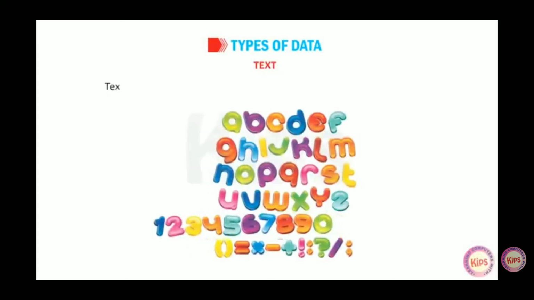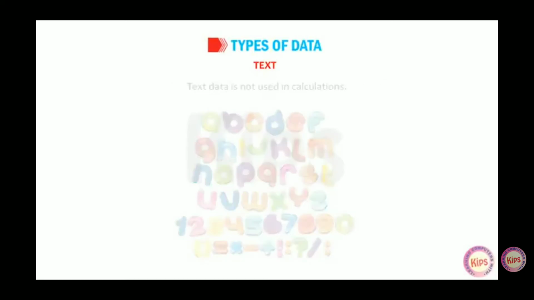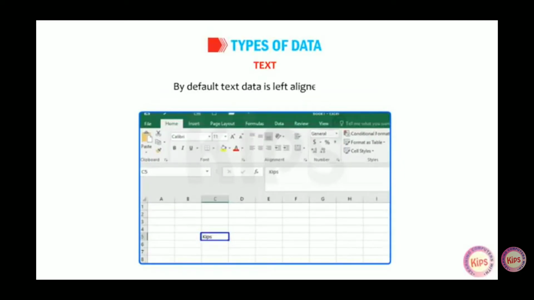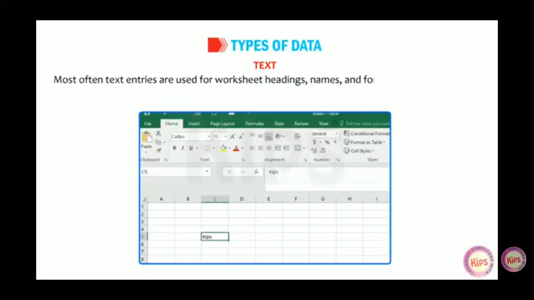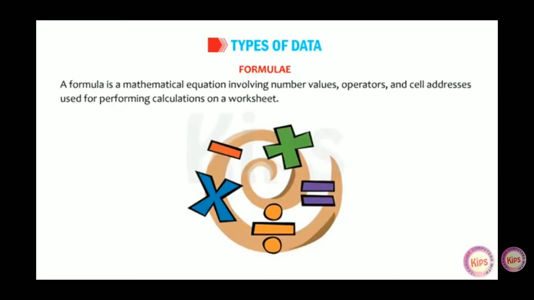Text. Text data can contain alphabets, numbers, spaces, and special characters. Text data is not used in calculation. By default, text data is left aligned in a cell. Most often, text entries are used for worksheet headings, names, and for identifying columns of data. Formulae. A formula is a mathematical equation involving number values, operators, and cell addresses used for performing calculations on a worksheet.